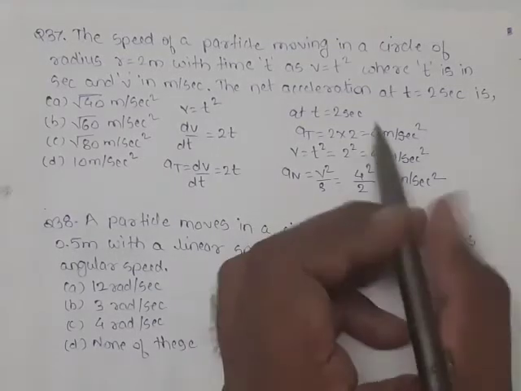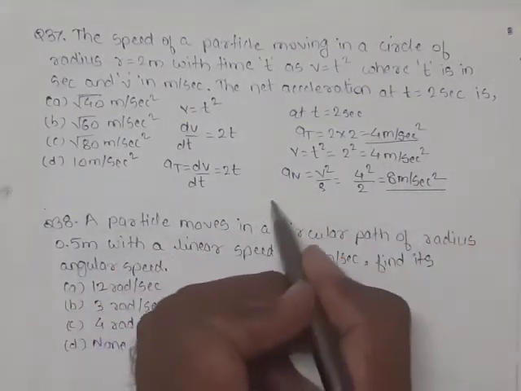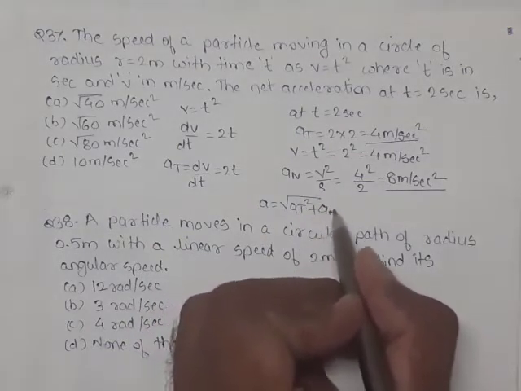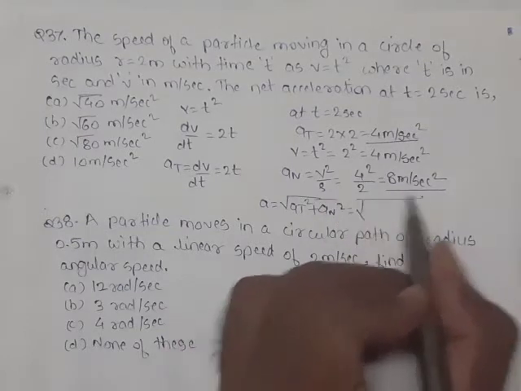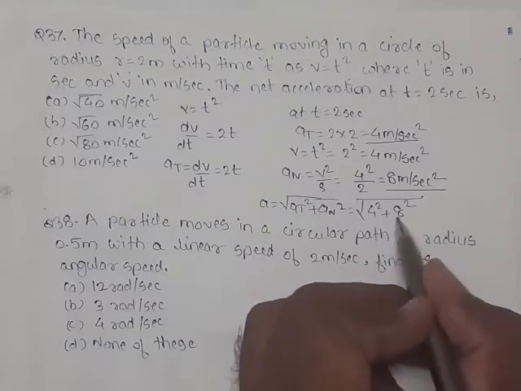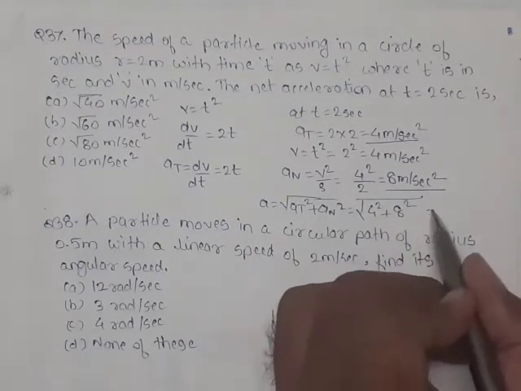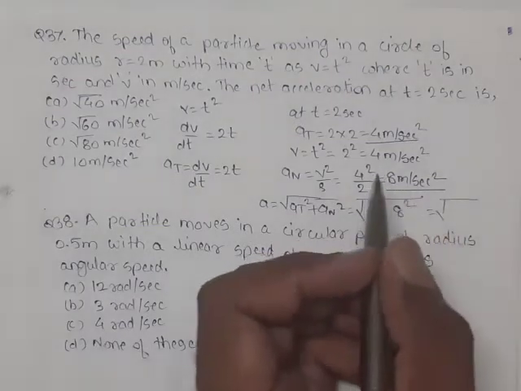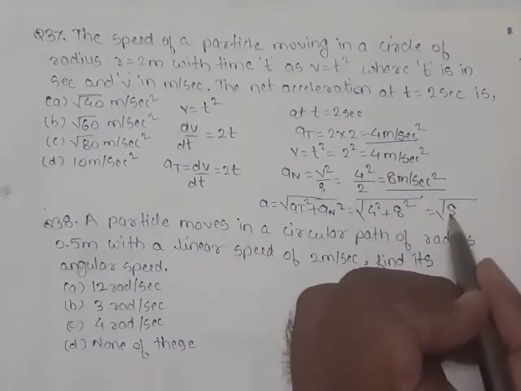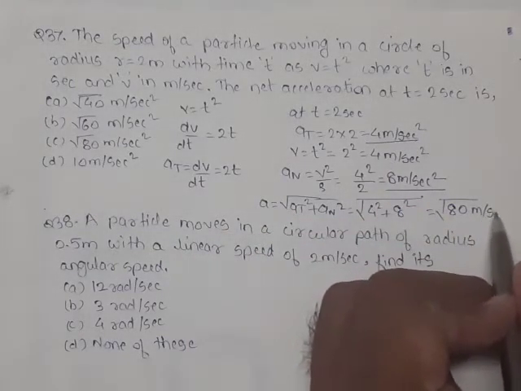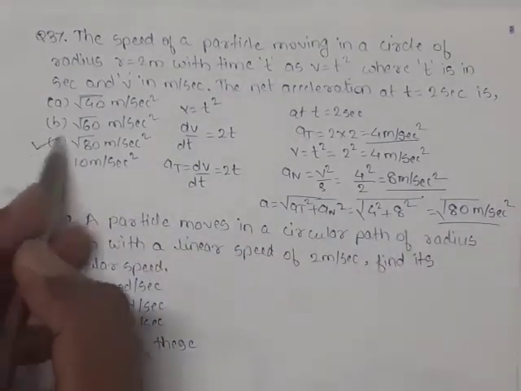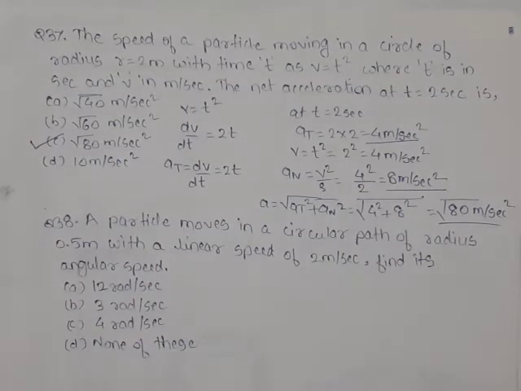We now have the value of a_t and the value of a_n. So total acceleration A is equal to under root a_t square plus a_n square. Here a_t square is 4 square and a_n square is 8 square. 4 square is 16, 8 square is 64. So this total summation will be equal to 16 plus 64, which is 80. So under root 80 meter per second square is our solution for net acceleration. If we observe the 4 options, option C, under root 80 meter per second square is our answer.